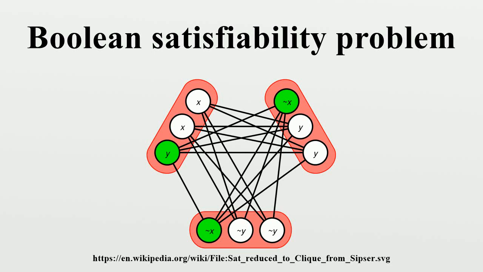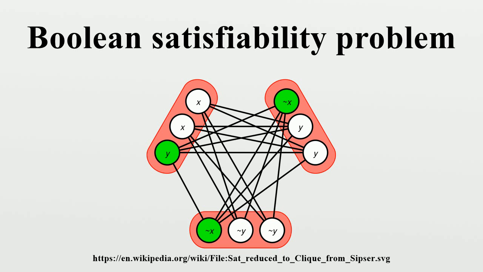In computer science, the Boolean satisfiability problem is the problem of determining if there exists an interpretation that satisfies a given Boolean formula. In other words, it asks whether the variables of a given Boolean formula can be consistently replaced by the values true or false in such a way that the formula evaluates to true. If this is the case, the formula is called satisfiable.